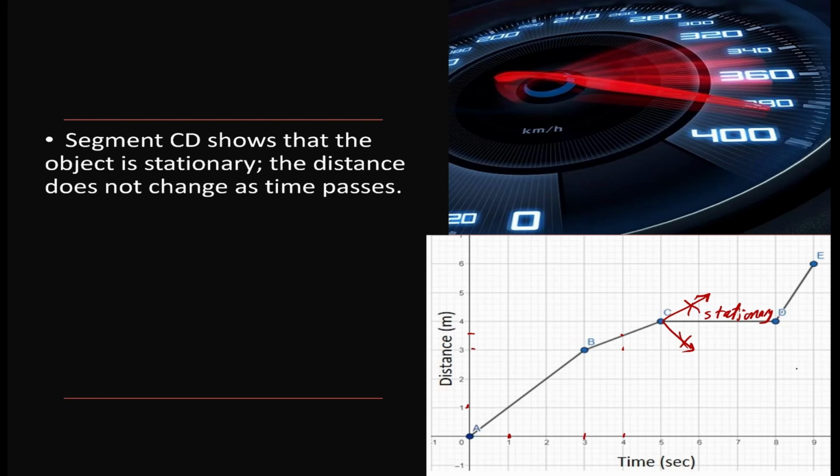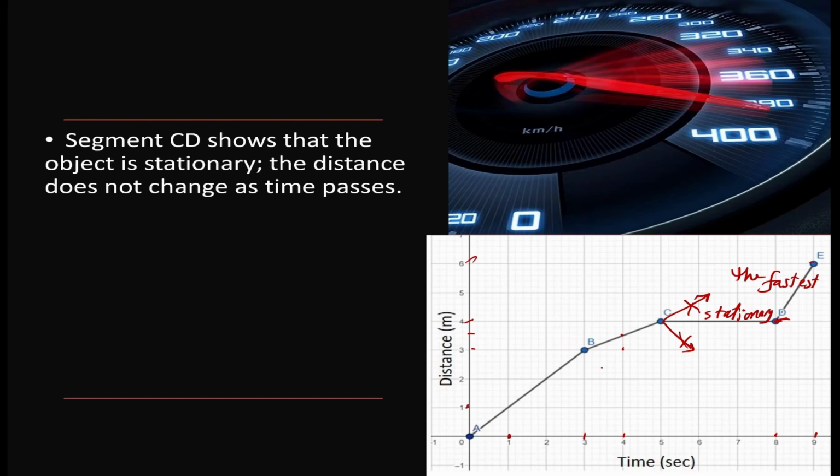And segment DE, in this 1 second, the object moves from this point to this point, so it covers 2 meters, from 4 meters to 6 meters. So which one covers a longer distance? Here 1, here half, here 2. So in this segment, the object is the fastest.